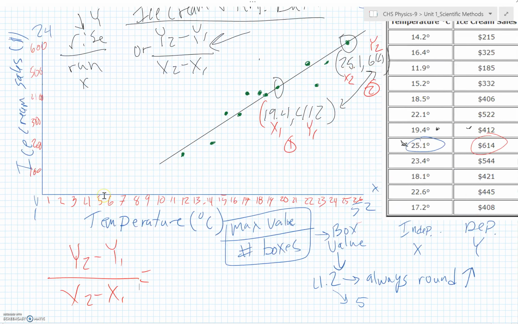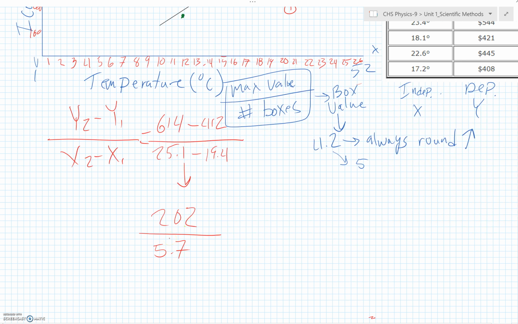So my y2 is 614 minus my y1, which is 412. Divide that by my x2, which is 25.1, minus my x1, which is 19.4. I'll type that in my calculator. This is what I end up getting for my y: 202, or my rise. And for my run, or my x, I end up getting 5.7.